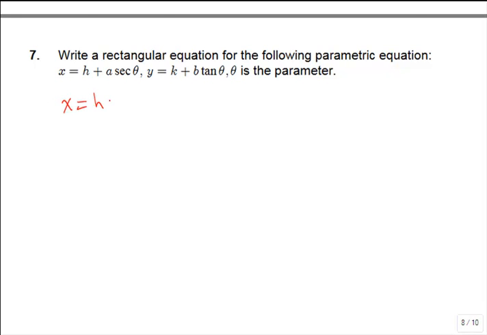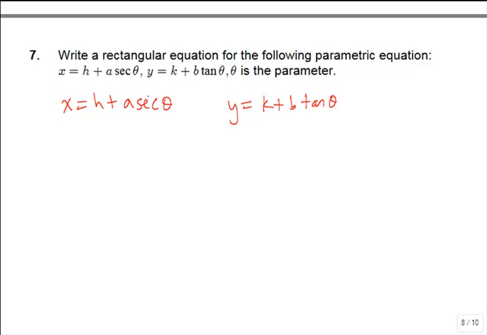So we're letting x be defined by this parametric equation, and y is k plus b tangent of theta. So what could we do to try and get rid of the thetas here and turn this into an equation that only uses x's and y's? That's what it means when it says write a rectangular equation. So what we're going to do is we're going to try to isolate these thetas as much as we can to see if we can get rid of them.